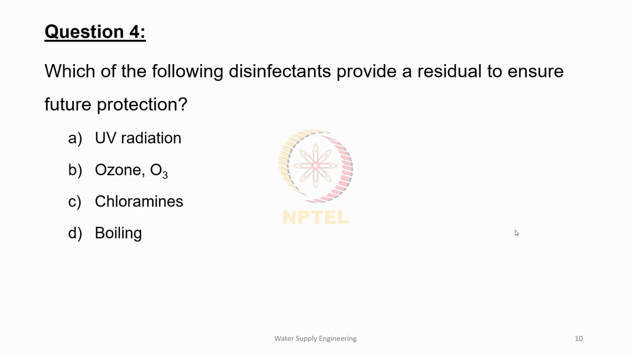Okay, so moving on to the fourth question. Which of the following disinfectants provide a residual to ensure future protection? Option A, UV radiation. Option B, ozone, O3. Option C, chloramines. Option D, boiling. So, which of the following will provide a residual to ensure future protection?